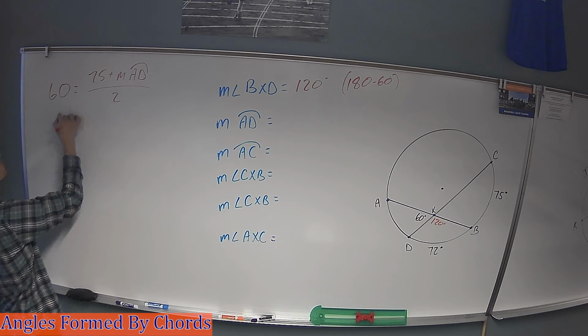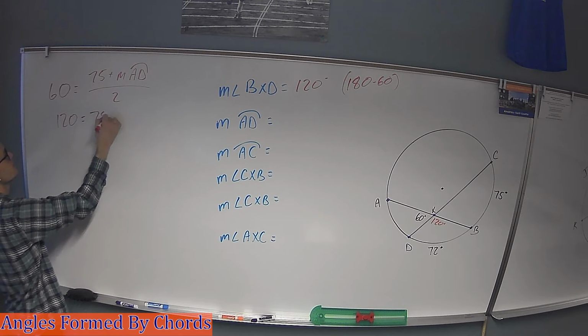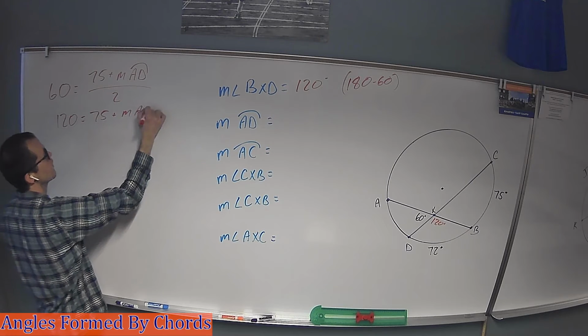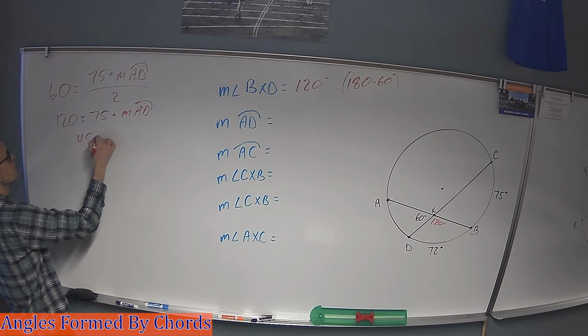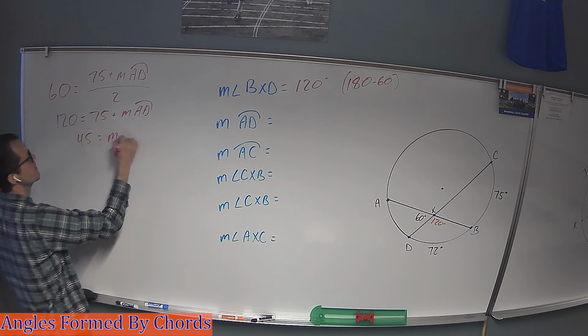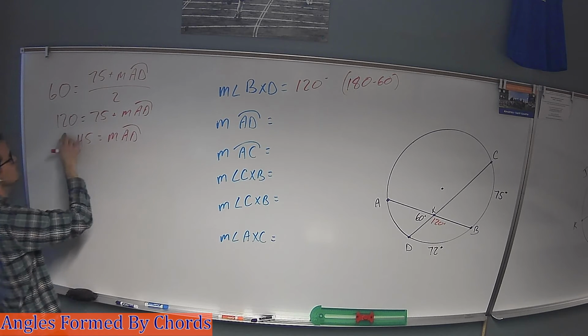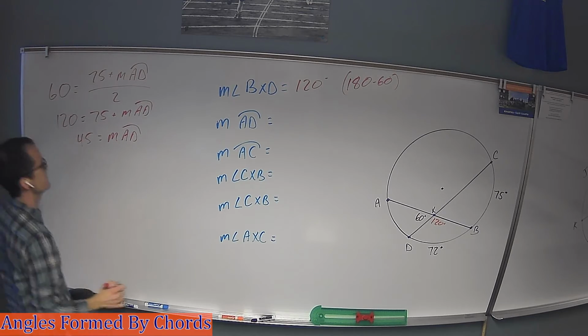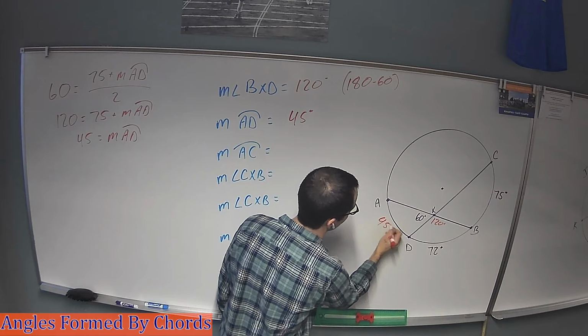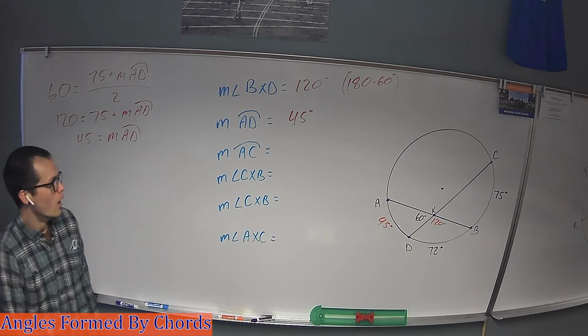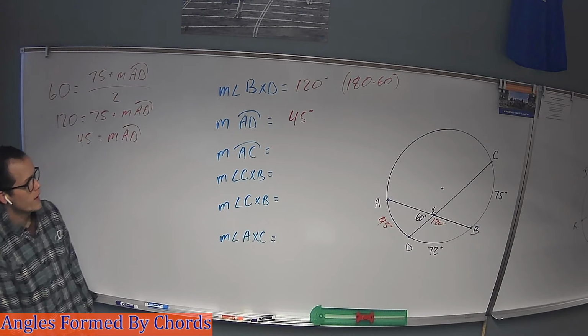Multiply both sides by 2, and we learn that 120 equals 75 plus the measure of arc AD. Subtract 75 from both sides, and we get 45. So 45 equals the measure of arc AD. Did I do that right? 45 plus 75? Yep, that adds up. So this here is 45 degrees. This here is 45 degrees. Whew. Okay, let's keep rolling.